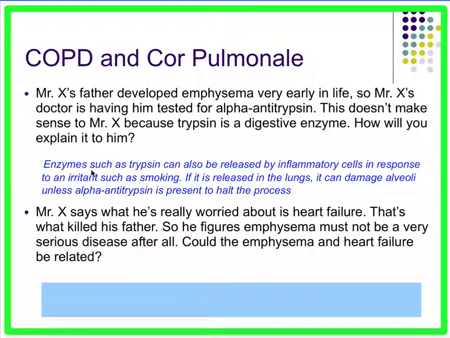So it says enzymes such as trypsin can also be released by inflammatory cells in response to an irritant such as smoking. If it's released in the lungs, it can damage alveoli unless the alpha antitrypsin is there to stop the process. And we talked about how smoking not only increases proteolytic enzymes, but decreases the activity of the antitrypsin.